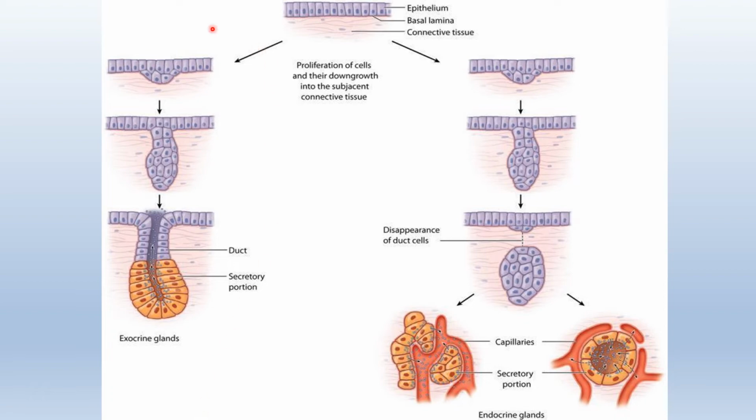In this picture, you can see this is the exocrine gland. They maintain the connection to form a duct in the exocrine glands, and this is the endocrine gland. In the endocrine glands, there is no connection maintained with the surface epithelium. The endocrine glands produce hormones, and all these hormones are released outside the cell and picked up by blood cells for distribution throughout the body.